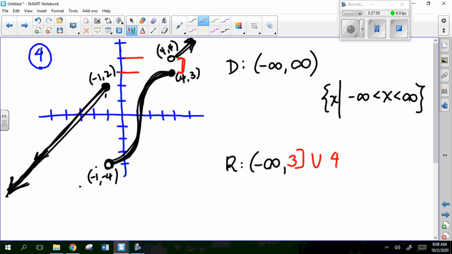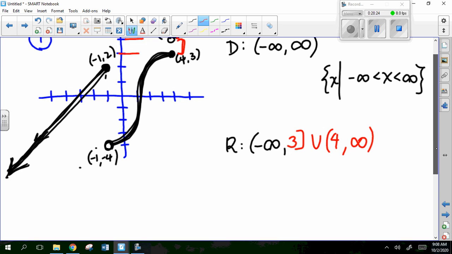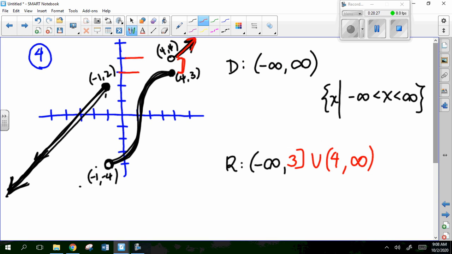And we're going to pick back up at 4. But that point is open. So what do you think I put with it? Parenthesis or squared off bracket? Parenthesis. And then what happens with the rest of the graph? It continues to go up forever to what y value? Infinity. And infinity always gets a parenthesis. So there's my range. We cover almost everything from negative infinity to positive infinity, but there's one little gap from 3 to 4 that we don't cover. So this is how we show that.